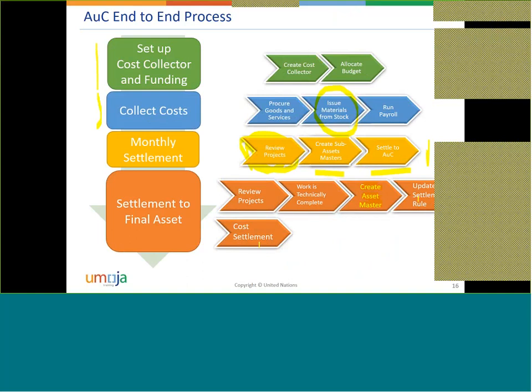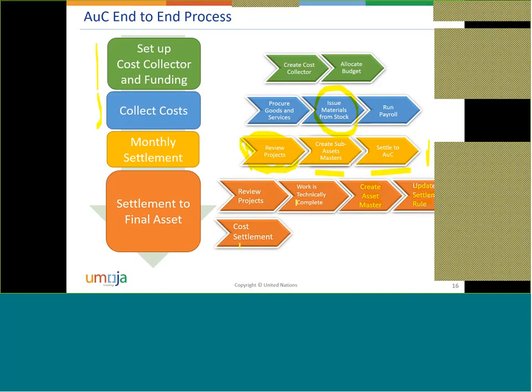Okay, and we need to do something manually to prepare the system to settle to the final asset. If we don't do this step that is called update settlement rule, we will be capitalizing to the AuC. You see, now that we have a new asset, we need to tell the system, now we are going to the new asset. And this is why we have these settlement rules. So we will tell the system, now that the project is complete, we want to settle all the costs to the new asset. And then we do it and we capitalize it.